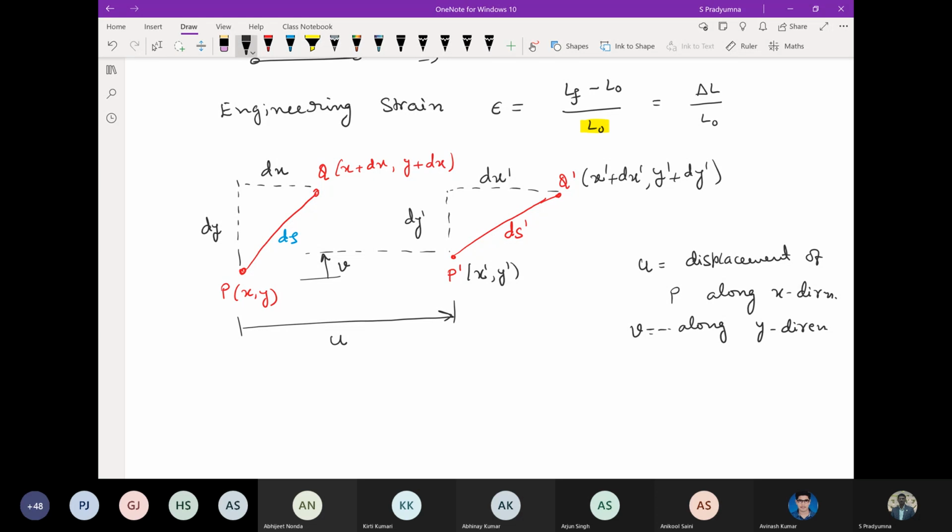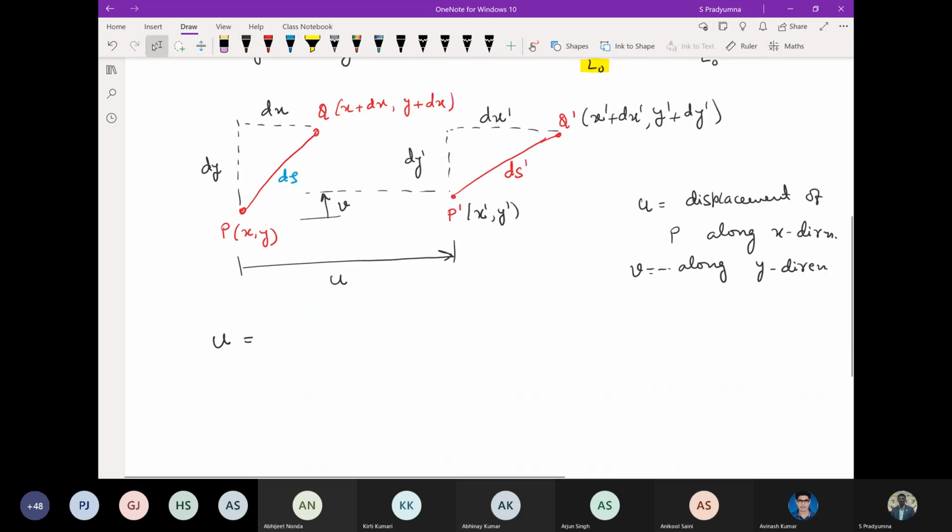Now I can call u the displacement of a point P along the x direction. I can write that it is equal to the final position of P, that is the coordinate of P dash, x dash, minus x. That is the displacement u. Similarly, v is equal to y dash minus y. I can take du from u, that is du is equal to dx dash minus dx, and dv is equal to dy dash minus dy.